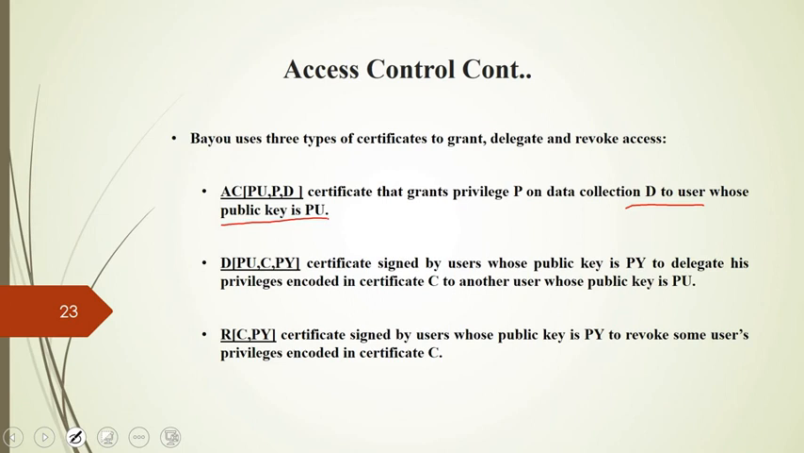Next, we will consider the D certificate, which has PU C PY. This certificate is signed by the user whose public key is PY to delegate the privilege encoded in certificate C to another user whose public key is PU. And lastly, the R certificate, R C PY, is signed by the user whose public key is PY to revoke some user privileges encoded in the certificate. The user whose public key is PY must also have originally signed certificate C.